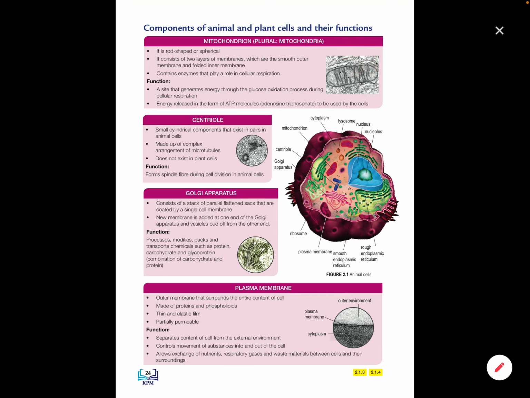Next is the plasma membrane. We normally call them the cell membrane, but SPM prefers the word plasma membrane. And the main thing that you have to know is that they are made of proteins and phospholipids. I think we'll get more to this later. But the main thing that you have to know is that, number one, it separates the cell from the external environment, and number two, it controls the movement of substances into and out of the cell, which causes the allowance of exchange of nutrients, respiratory gases, and waste materials between cells and the external surroundings.